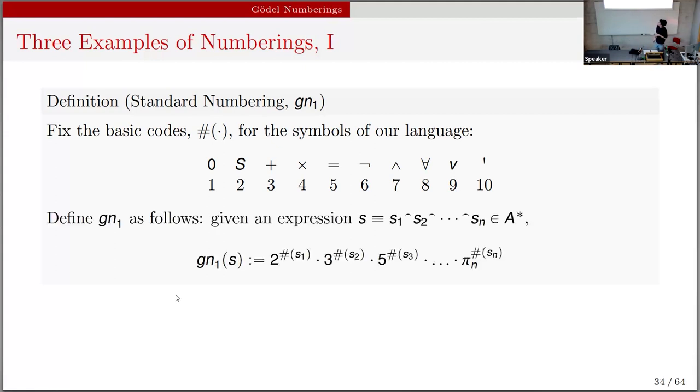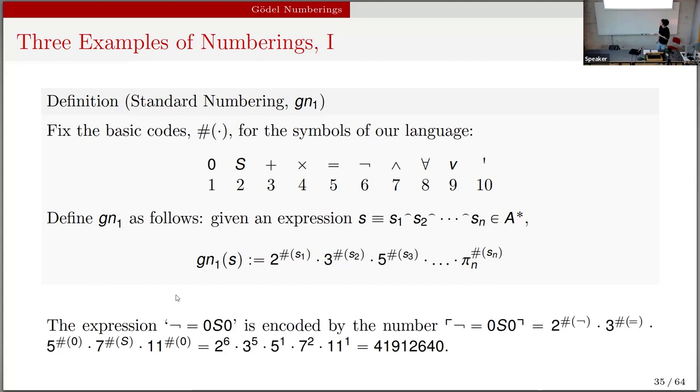And so we can go to the second step, which is that for a given expression of our language, so any expression in A star, the set of all finite strings from those symbols, the expression will be the concatenation of n many symbols of the language. And so we're going to give the code to that expression the number which is equal to 2 power the basic code of the first symbol times 3 power the basic code of the second symbol, and so forth and so on, up to pi n, which is the nth prime number, power the basic code of the last symbol of that expression.